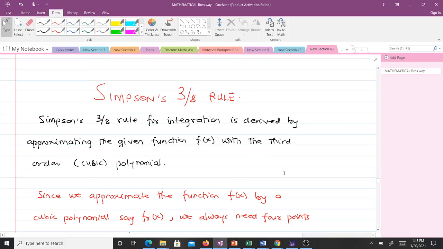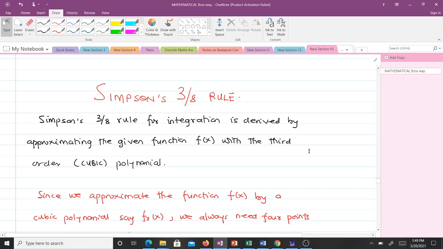So, hello and welcome to this lesson on the Simpson's 3/8 rule. Note that in our previous videos, we've talked about the trapezium rule and the Simpson's 1/3 rule. Okay, so just a quick recap before we start this video.